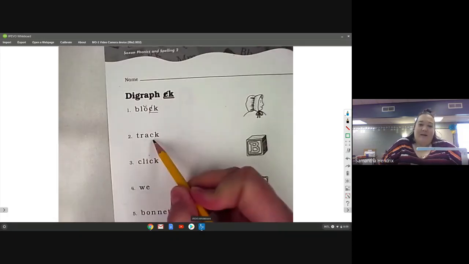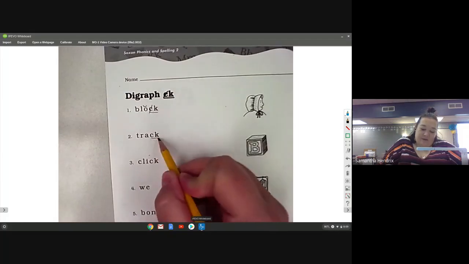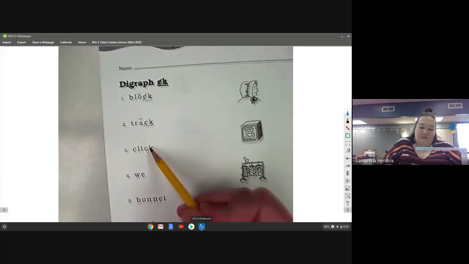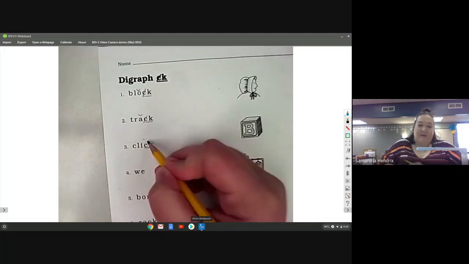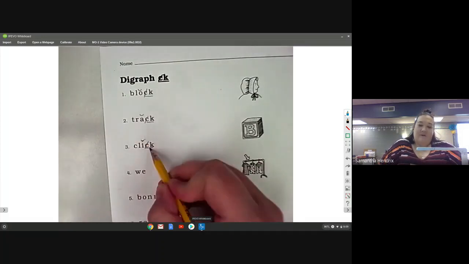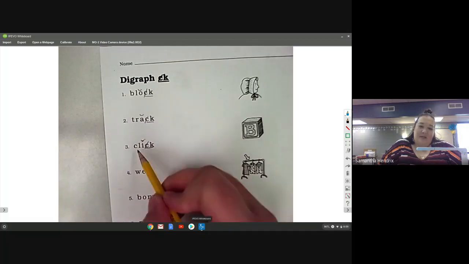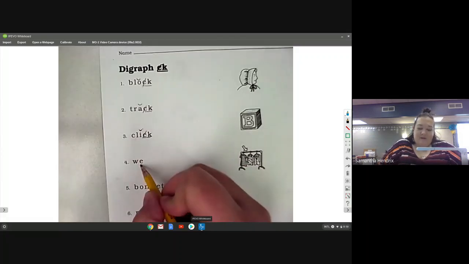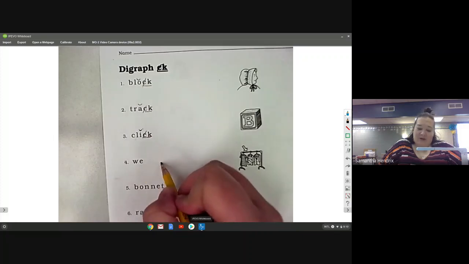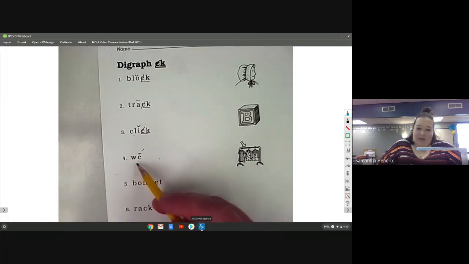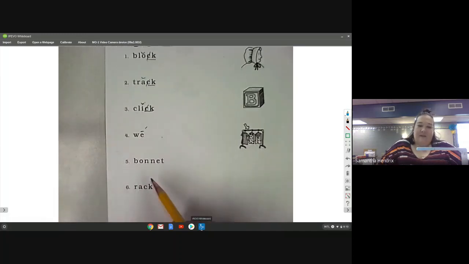So, track. Okay? So, this word, we know CK is going to make 1 sound, and we know this vowel is short because it's followed by a consonant. So now we can sound this out. Click, click. Okay? Here's a vowel, and it's open, so it's not followed by anything. So it's going to be long and have an accent mark. We. Okay? Let's look at this one.